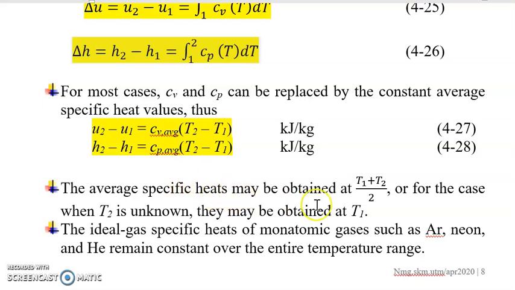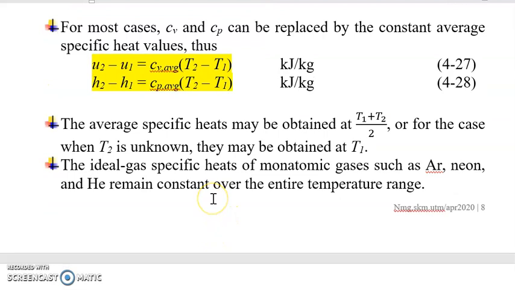Now, the average specific heats may be obtained at the average temperature, or, for the case when the final temperature is unknown, they may be obtained at the initial temperature. Note that the ideal gas specific heats for monatomic gases such as argon, neon, and helium remain constant over the entire temperature range.